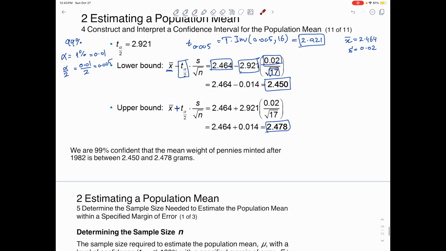If we want to just compute the margin of error, then the formula for the margin of error is the following: t sub alpha divided by 2 times S divided by the square root of the sample size. So that is the margin of error. We basically compute this part of the lower bound or the upper bound, and that would be the margin of error.